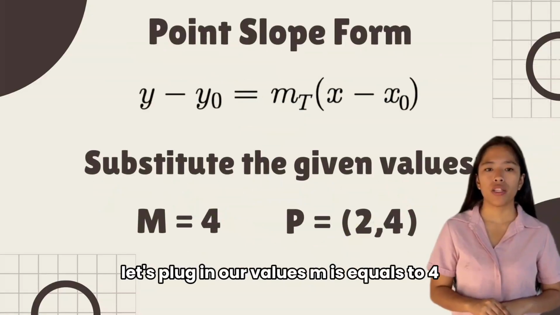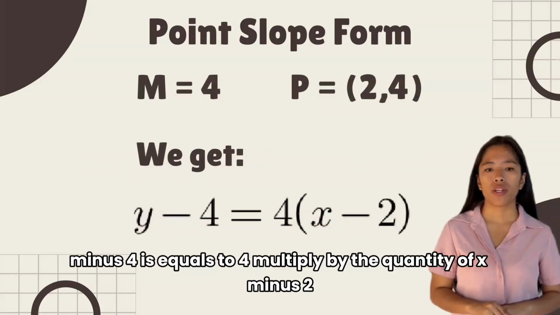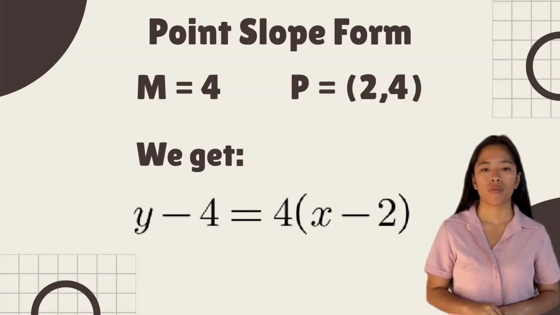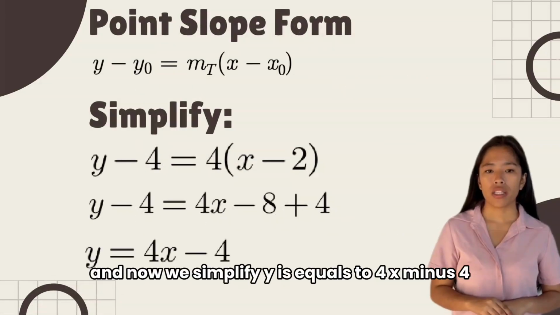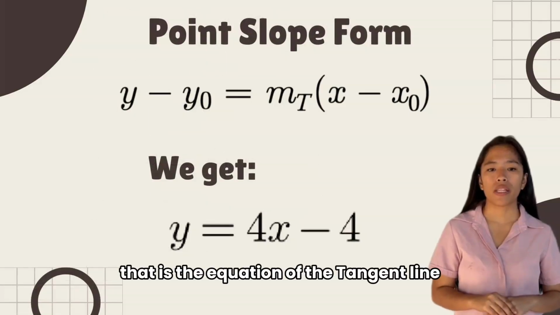Let's plug in our values. m is equal to 4. P is equal to (2, 4). We get y minus 4 is equal to 4 multiplied by the quantity of x minus 2. And now, we simplify. y is equal to 4x minus 4. That is the equation of the tangent line.